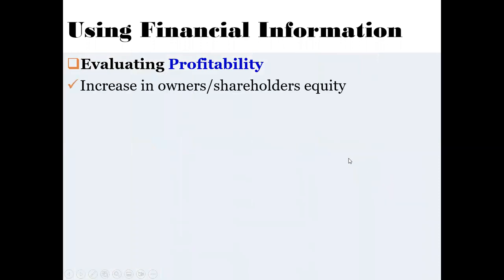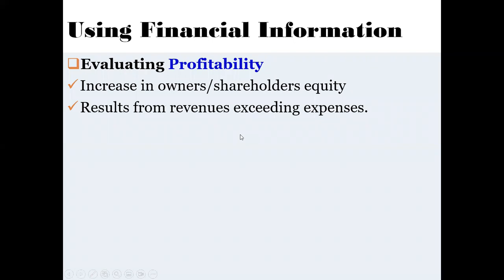So we want to see what happened to what we have invested. Is there an increase on what we have invested? And we will be able to pick that up from what we have in the income statement. Did our revenues exceed our expenses? That's the only way the equity is going to step up. Revenue more. So what are some of those measures that we use?